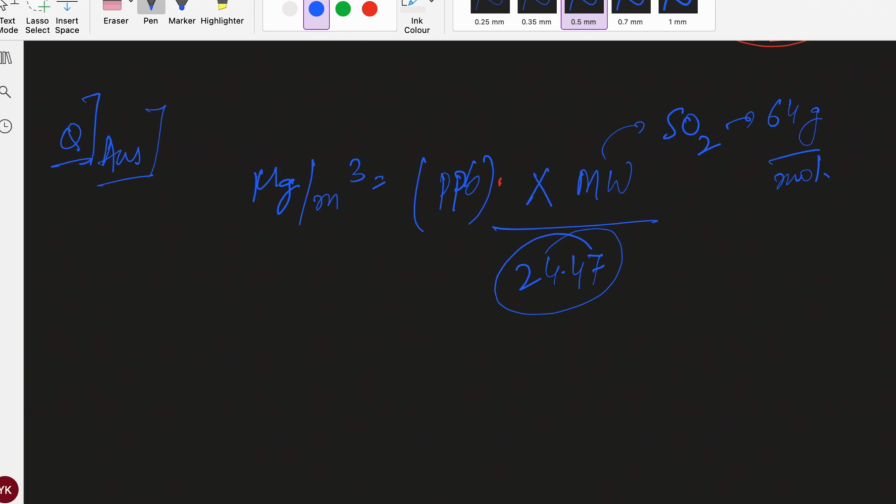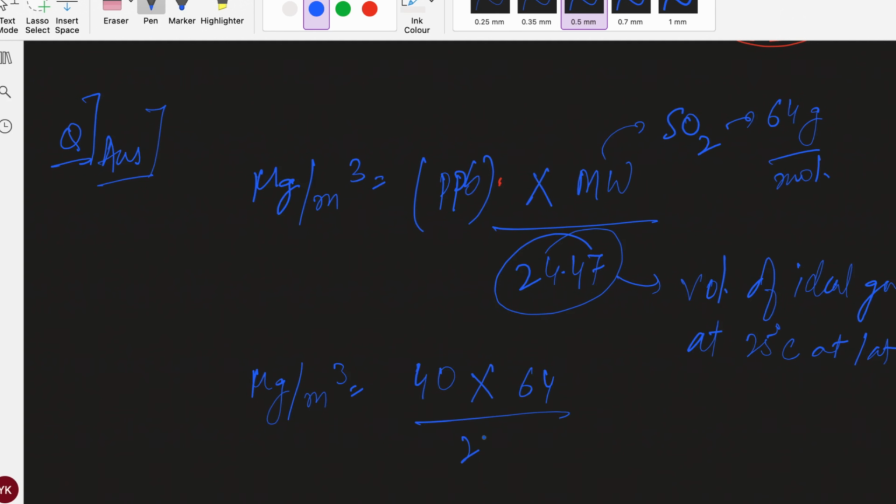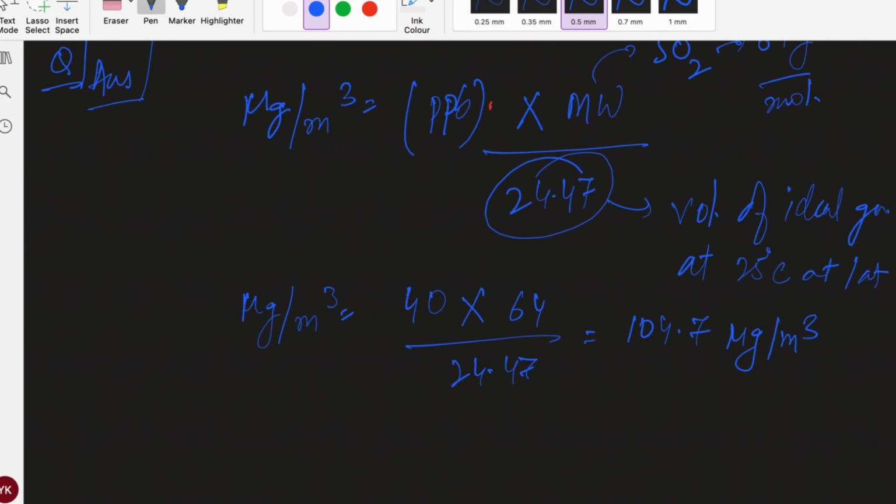Now what is 24.47? It is the volume of an ideal gas at room temperature, meaning 25 degrees centigrade and 1 atm. So it will be 40 ppb multiplied by 64 divided by 24.47, and if you do the calculation it comes out to be 104.7 microgram per meter cube. That's how we can solve this question quite easily.